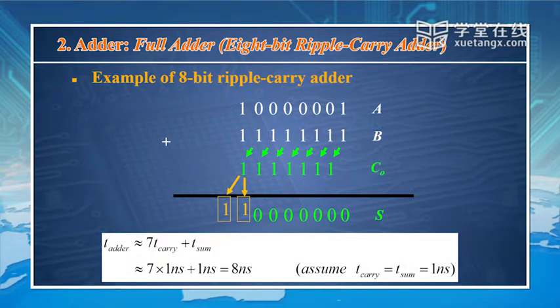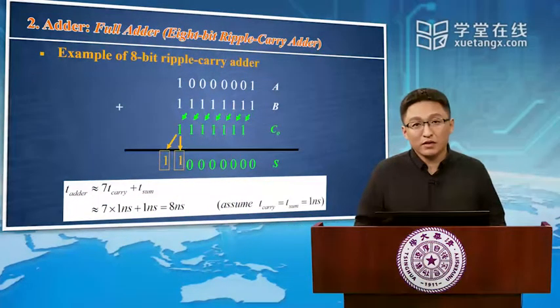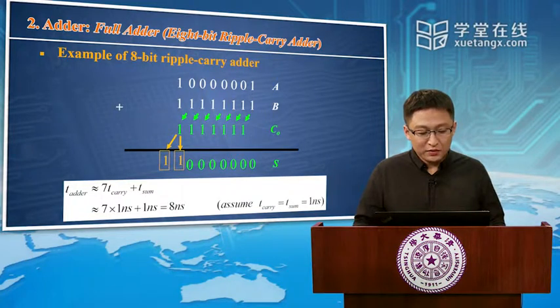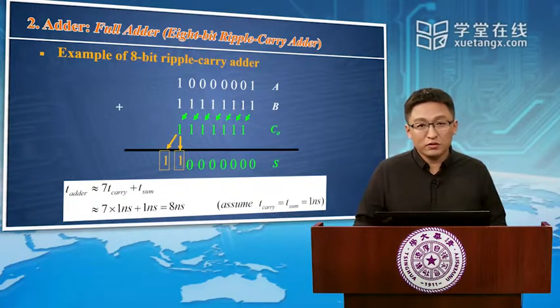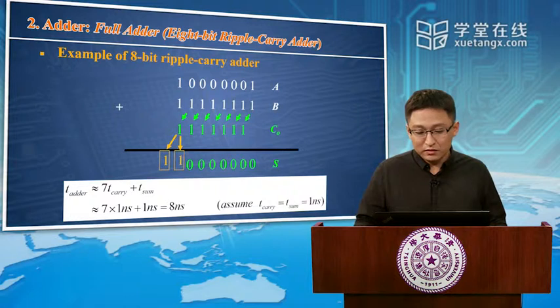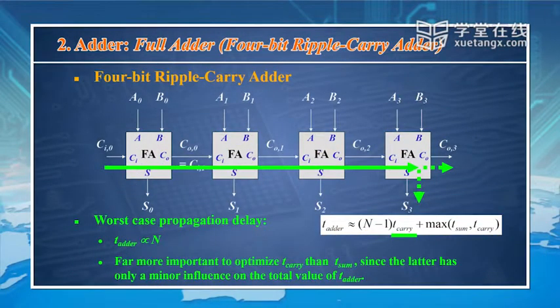Therefore, if we assume that T carry equals T sum equals 1 nanosecond, then T adder is approximately equal to 7 times T carry, 1, 2, 3, 4, 5, 6, 7, right? 7 times T carry plus 1 nanosecond equals 8 nanoseconds. Okay, so this is an example of using the above expression to calculate the critical path of the ripple carry adder.